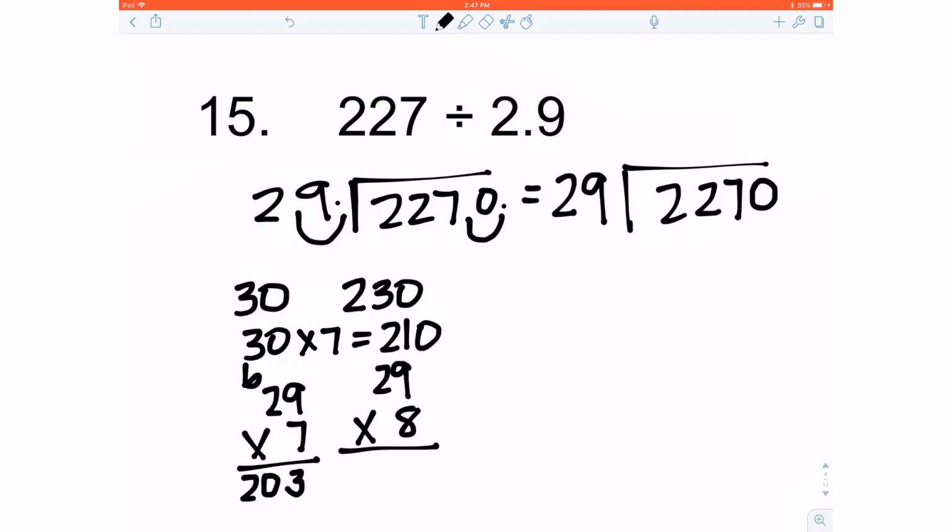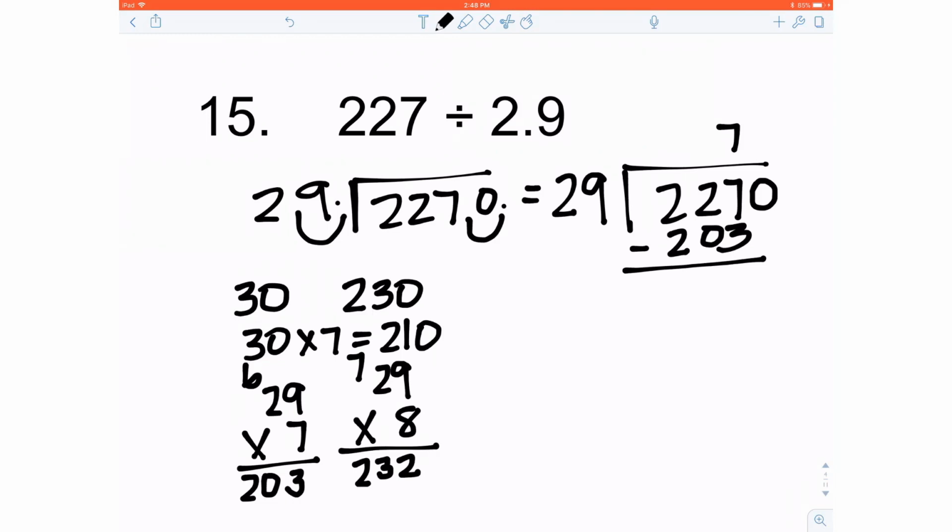8 times 9 is 72. So we got a 2, we're going to carry the 7. 8 times 2 is 16, plus 7 is 23. 232. So even though 8 is pretty close, giving us 232, it goes over it, so we can't use it. We have to do 29 times 7. So we're going to put a 7 up here. 29 times 7 is 203.